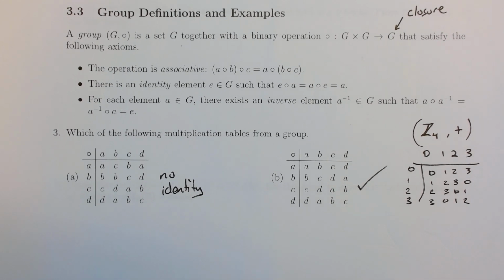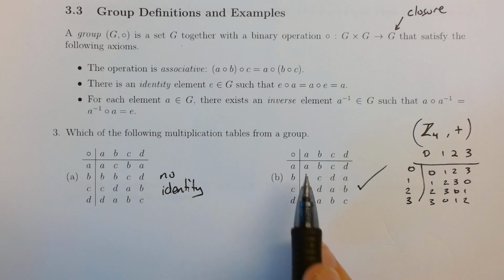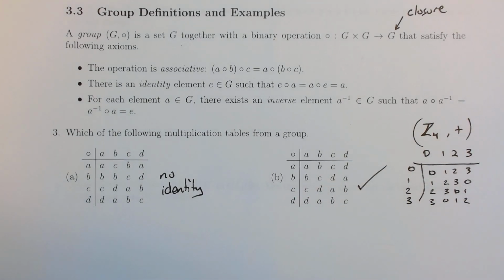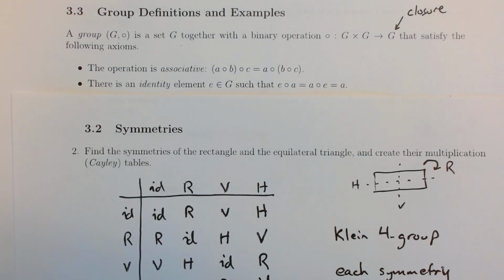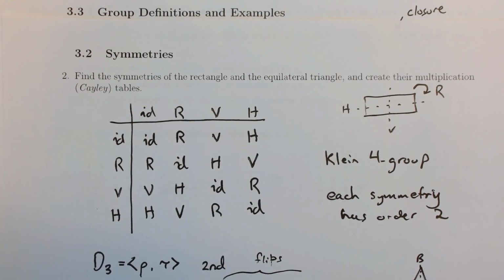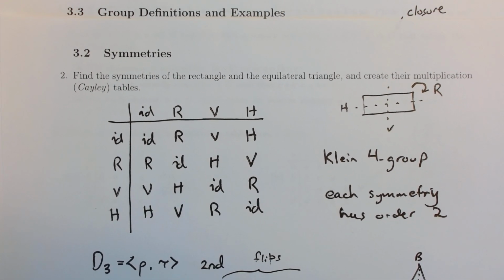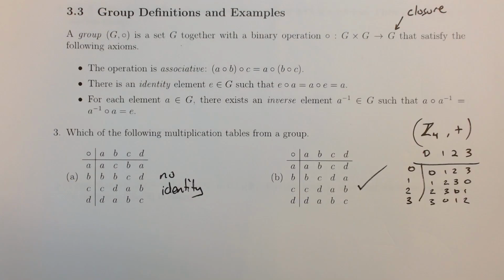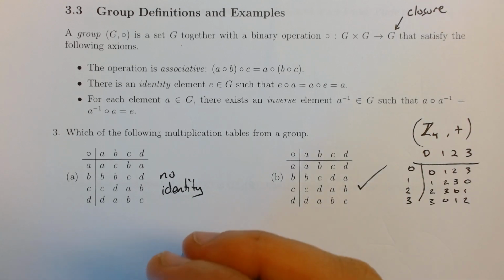Another one we've seen with 4 elements, since we're looking at a couple examples with 4 elements. So this one wasn't a group, this one was. We saw another one with 4 elements before. That was our symmetries of the rectangle. We can see that in a different way. If I look at addition, or sorry, not addition, multiplication mod.